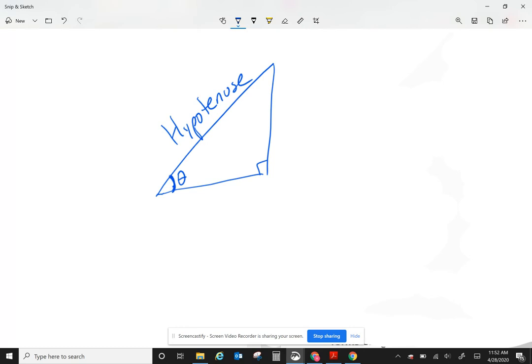Now opposite is the side that is far away from theta. So this is going to be my opposite. And adjacent is the one side that is right next to theta, besides the hypotenuse. So I'm just going to call this side adjacent.